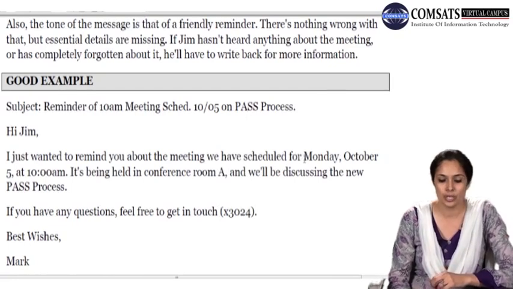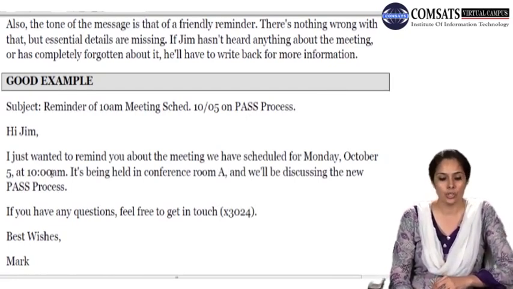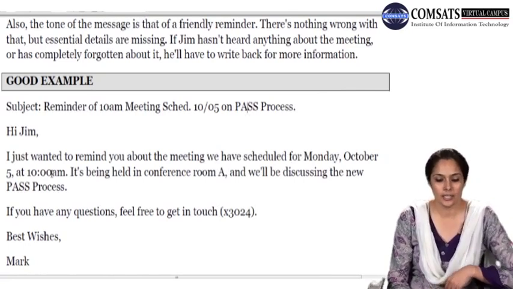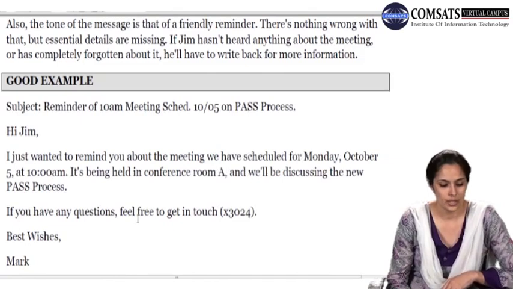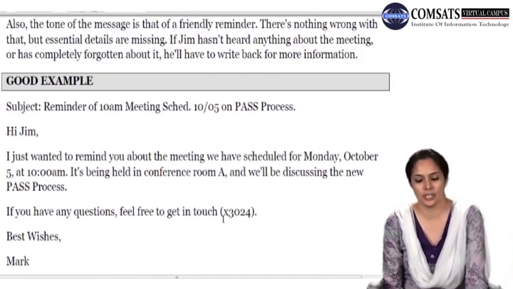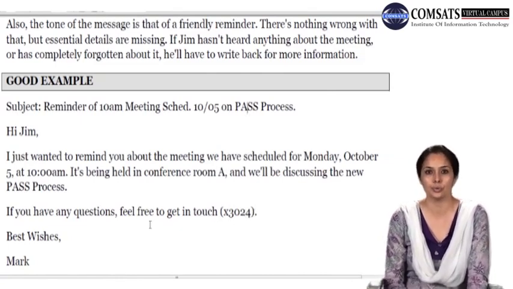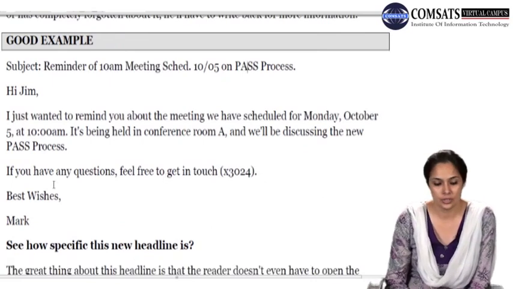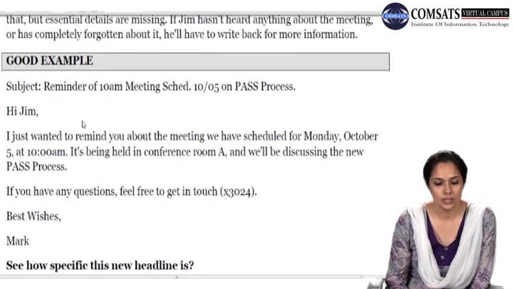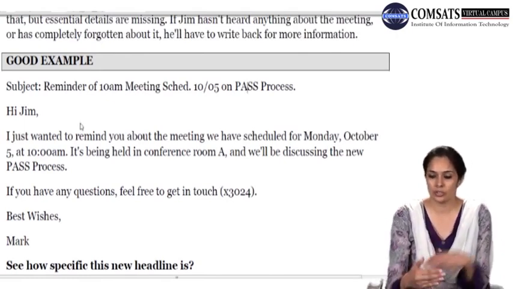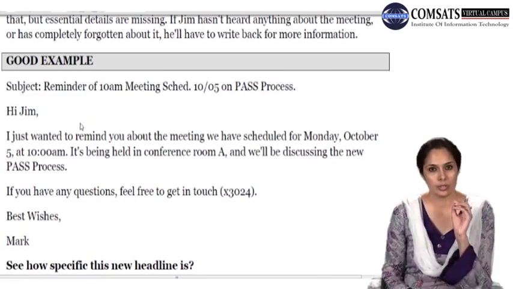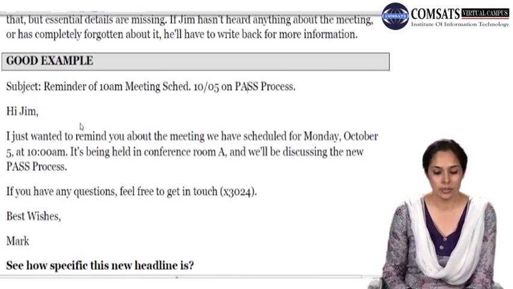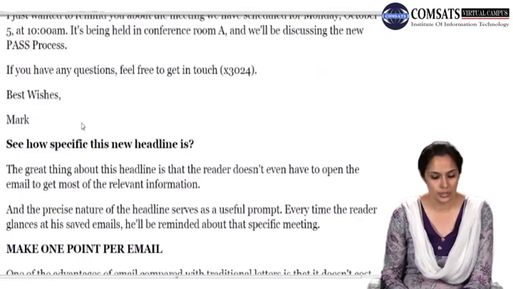Hi Jim, I just wanted to remind you about the meeting we have scheduled for Monday, October 5 at 10 a.m. It's being held in conference room A and we'll discuss the new pass process. If you have any questions, feel free to get in touch. And they have given you the extension 3024. And the number is there. See, now this email is a lot better than the previous one. So this is how we are going to go about this document. We'll talk about one particular element of an email, a tip on how to write an effective email. We'll have a bad example and we'll have a good example.